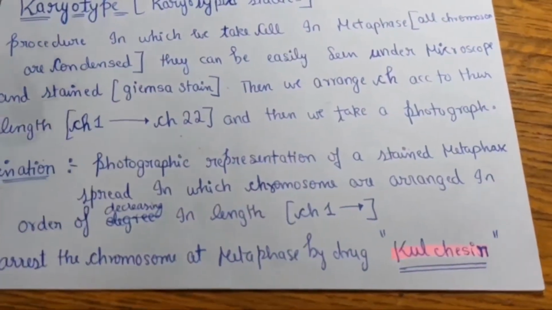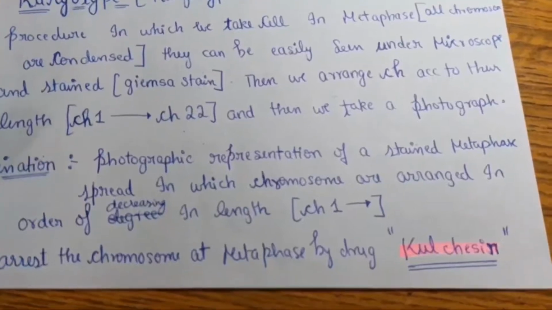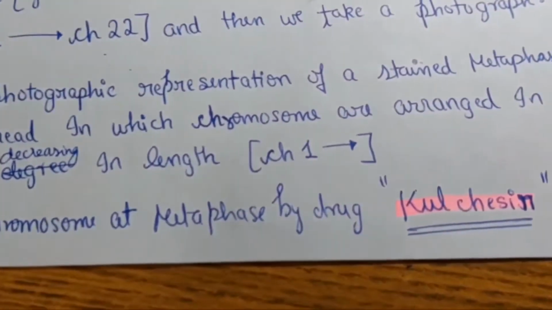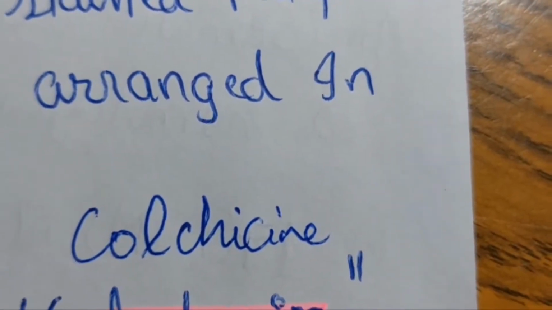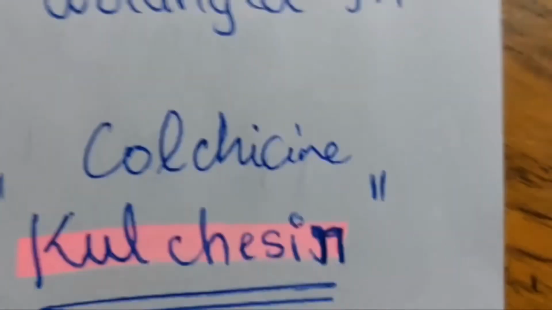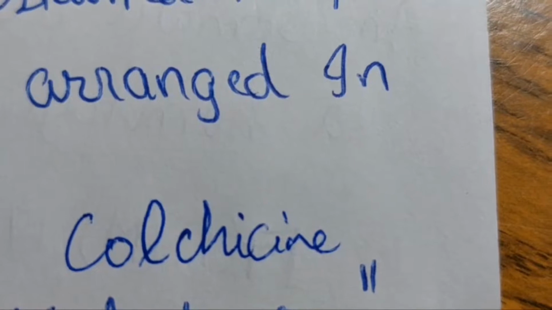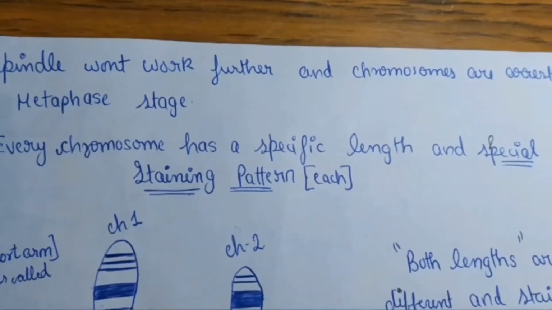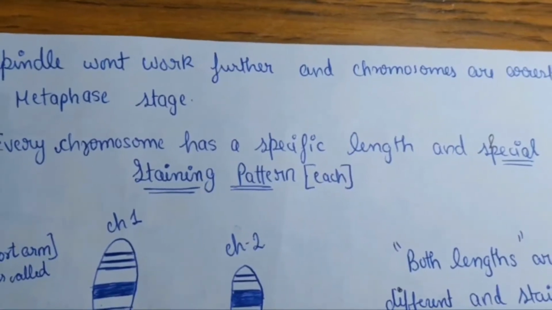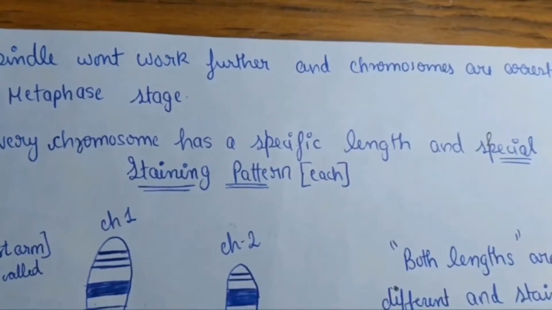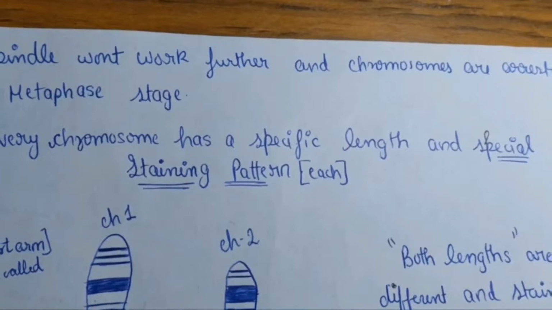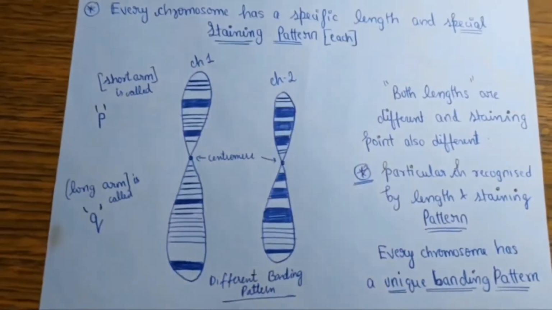And how are these chromosomes arrested at metaphase? It is with the help of the drug called colchicine. Colchicine helps in arresting the chromosomes at the metaphase stage. This is because when colchicine is applied to the cell, the mitotic spindle will not work further and the chromosomes will be arrested at the metaphase stage.